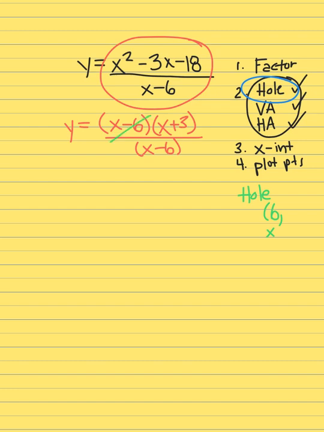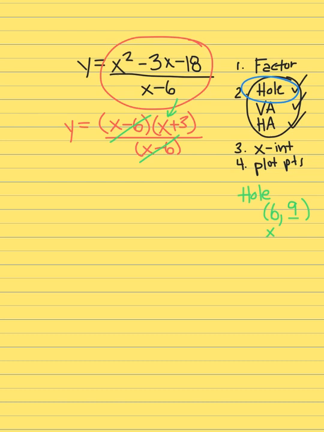If I get rid of the hole to find the y value, I'm going to plug in 6 for x right here. So 6 plus 3 is 9. The ordered pair of the hole is (6, 9). That's my first discontinuity.